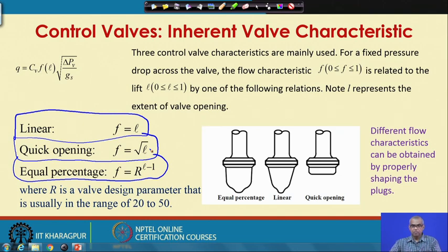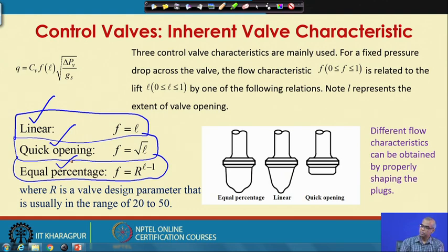So, the lift of the valve or the extent of valve opening small l is related to flow characteristics f of L by three equations. Those three equations represent three types of control valve characteristics. They are linear, which is f of L equal to l, quick opening, which is f of L equal to square root of l, and then equal percentage, which is f of L equal to capital R to the power small l minus 1, where capital R takes on values in the range of 20 to 50.